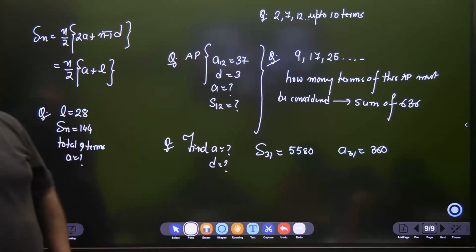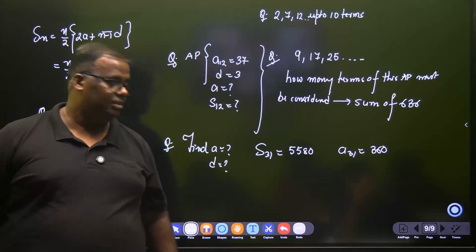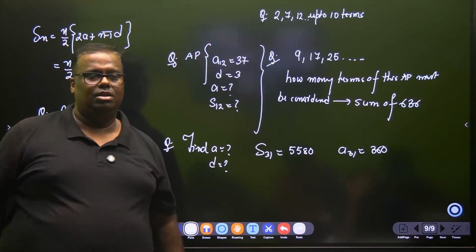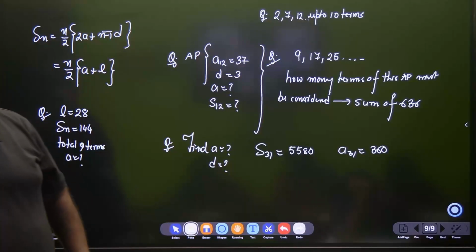D is equal to 12. Correct. Correct. You want me to do it on the board? Or is it just calculation time?